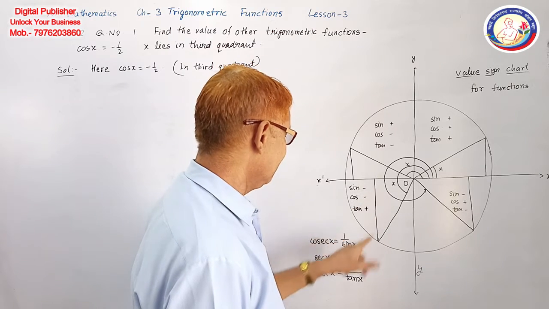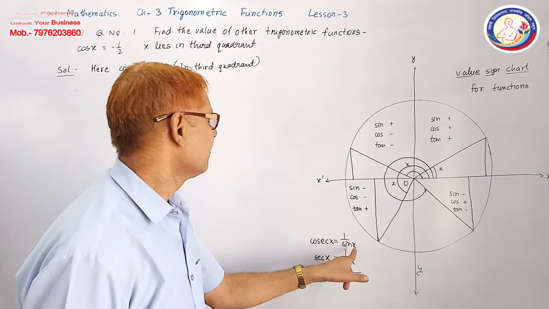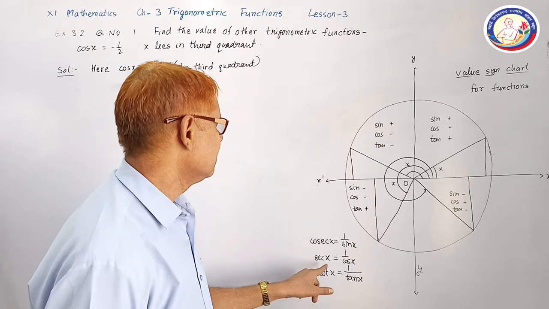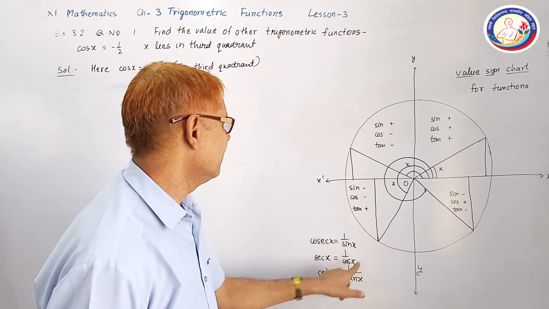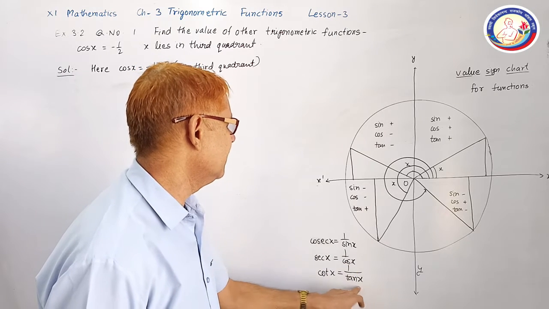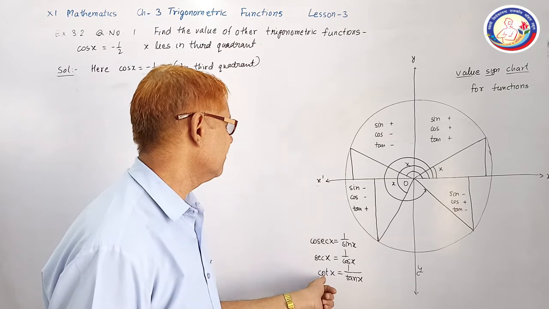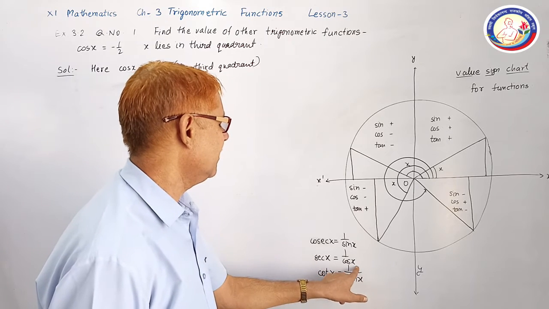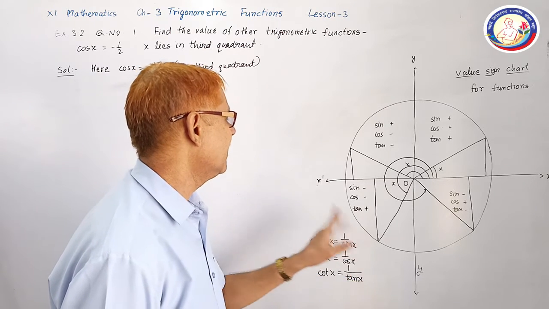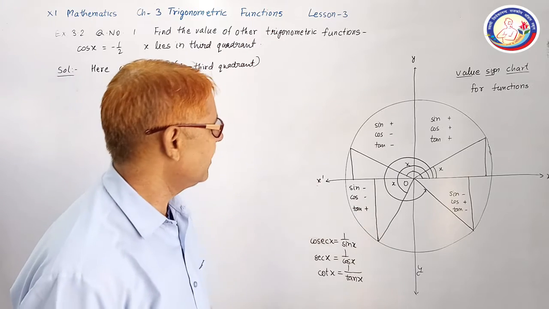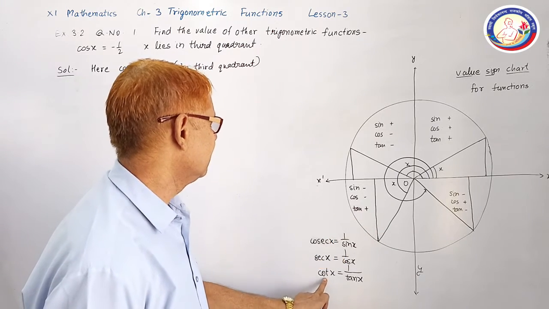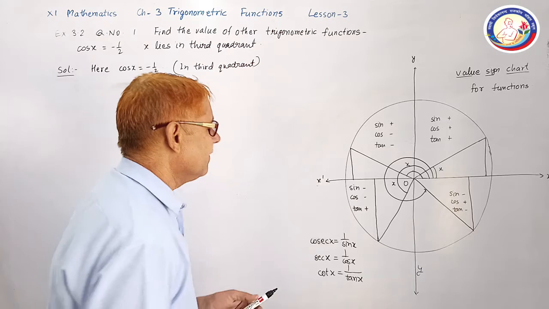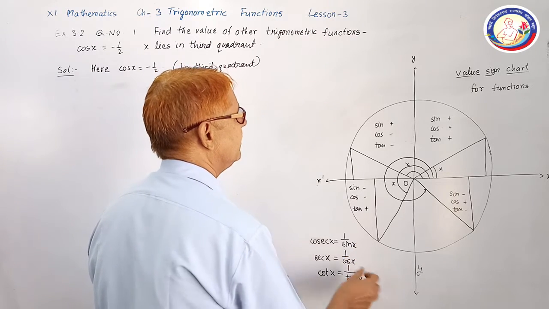Now, cosec will be negative because cosec is the reciprocal of sine, and sec will be according to cosine, and cot is related to tangent x because tangent x into cot x equals 1, so cot x is 1 by tangent x. So the signs of tangent and cot will be the same, sec and cos x will be the same, and cosec and sin x will be the same. So we can decide whether these three functions are positive or negative by the values of sine, cosine, and tangent respectively.